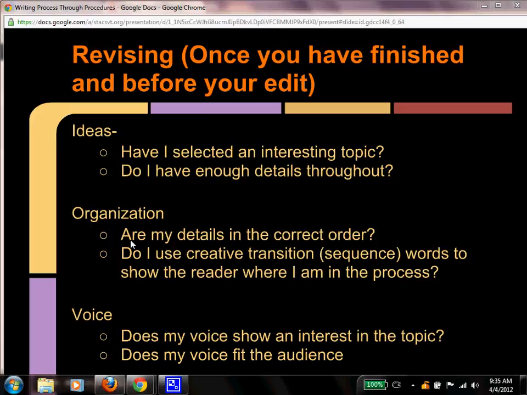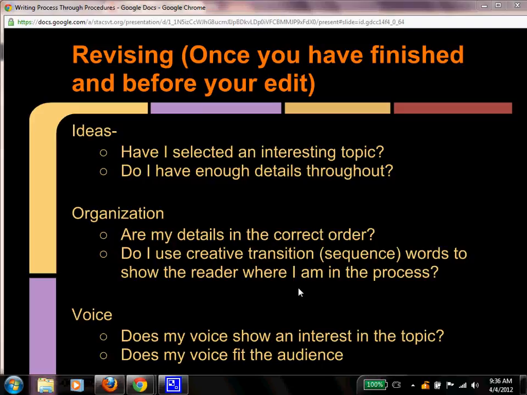Now we move into organization. Are my details in the correct order? And that's where you use sequence words. Did you sequence properly? Is there a step out of order? And if so, I need to correct it. Do I use creative transition or sequence words to show the reader where I am in the process?